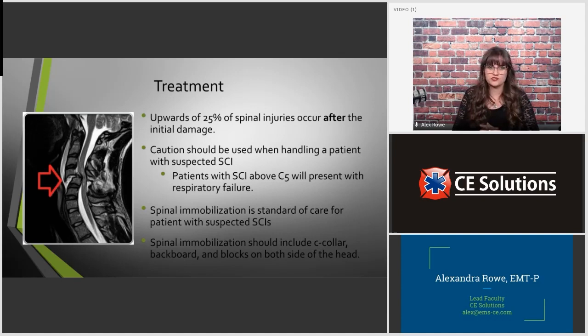do some motion restriction, strap down their torso, their legs, make sure they have a cervical collar on, strap down their head last, assess their CMS, their circulation, motor function, and sensory before and after strapping them down, and get them to a center with neurology.